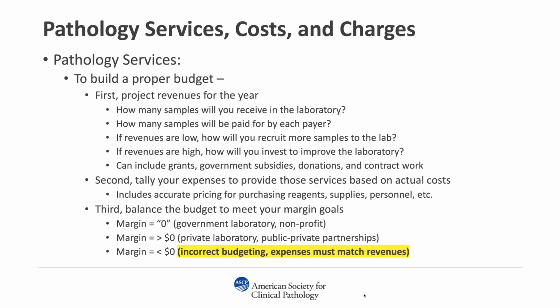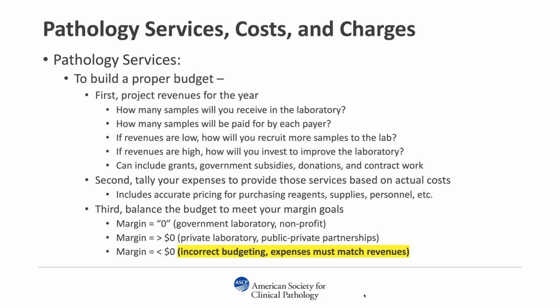So if you're looking at your budget and saying, okay, our revenues for the year are $100,000 and our expenses for the year are $120,000, that's a no. That's not acceptable. You have to have a margin of zero or a positive number. If your margin is negative, then you're not in a sustainable situation, and you have to determine, how are we going to fix that?